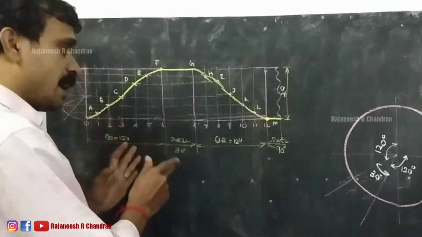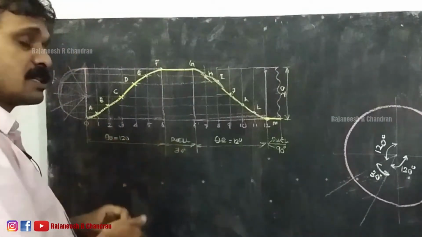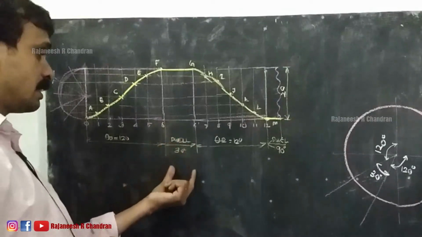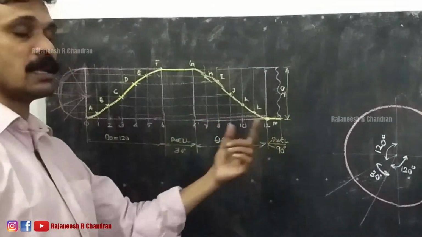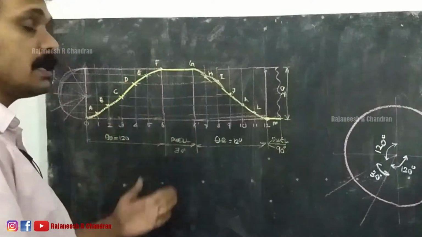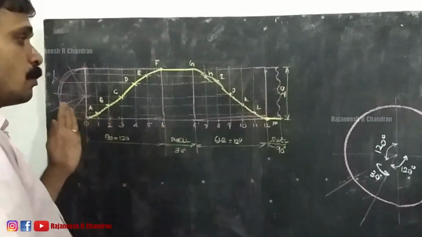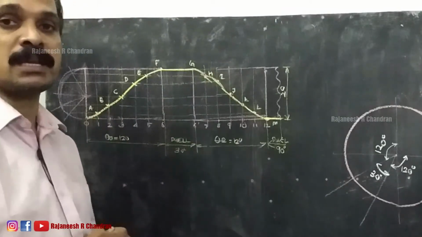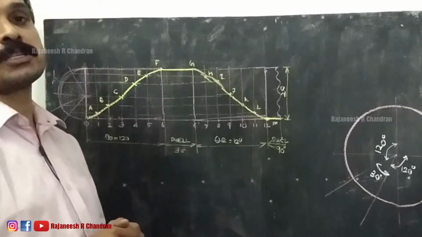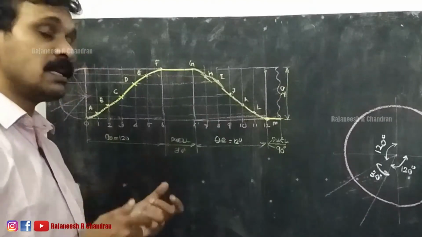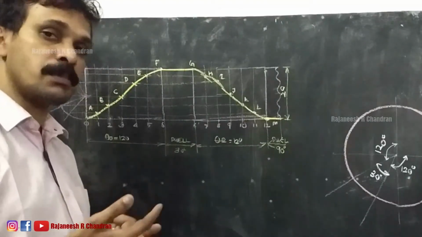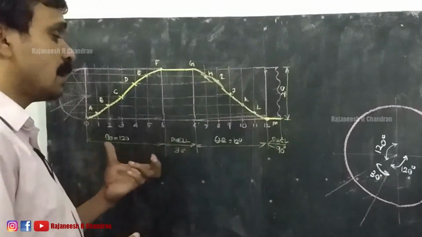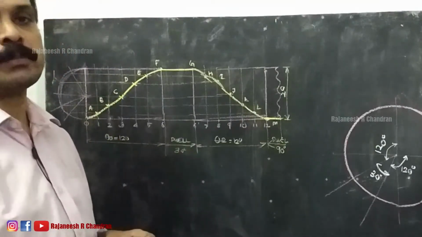I have drawn the displacement diagram right now. It is given that the outstroke is 120 degrees, dwell is 30 degrees, the return stroke is 120 degrees, the remaining dwell is 90 degrees, and the stroke length is 20 mm. The motion is simple harmonic. You all know how to construct the displacement diagram when the follower is moving with simple harmonic motion. In case you have any doubts, you can check my previous videos where I have clearly discussed how to construct the displacement diagram for simple harmonic motion.